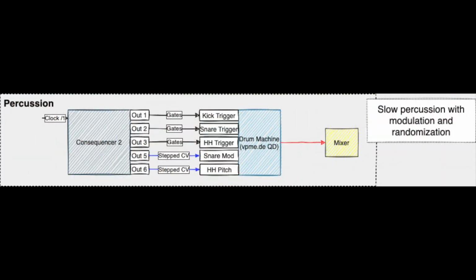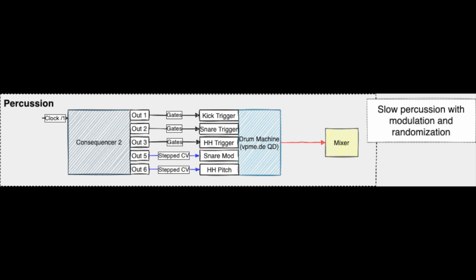Finally, we have the percussion section. We have the drum sound coming from the VPME.D Quad Drum, and that's being driven by a EuroPi Consequencer. So we have three gate outputs coming from the Consequencer. The first going to the kick input, the second going to the snare input, and then the third we're going into a hi-hat input.